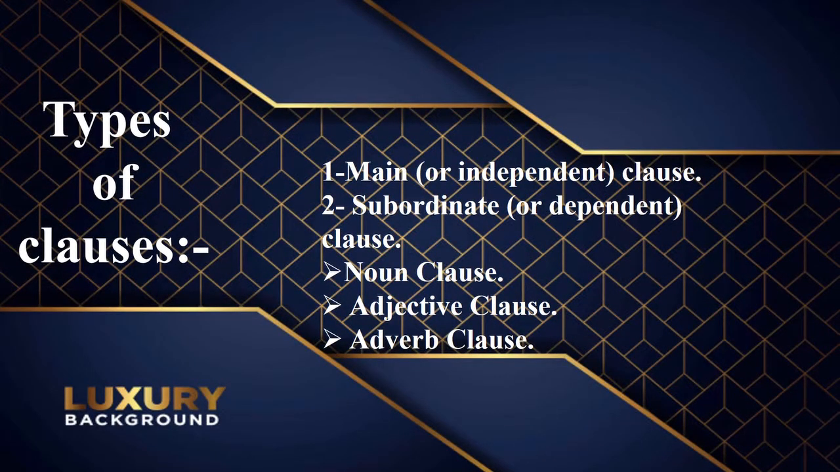We will discuss two types of clauses. First is main or independent clause. Second is subordinate or dependent clause. Subordinate clause has further three types, that are noun clause, adjective clause and adverb clause.